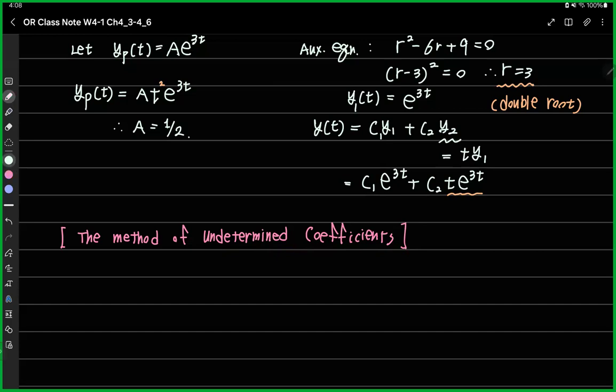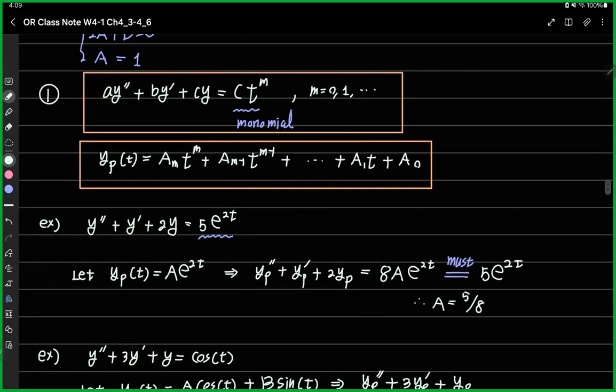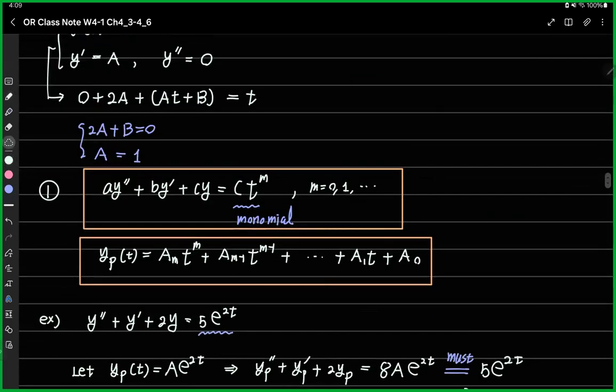Okay, so case 1: ay'' plus by' plus cy is equal to c times t to the m's power and e to the rt. So in this case, what we got is this one, right?